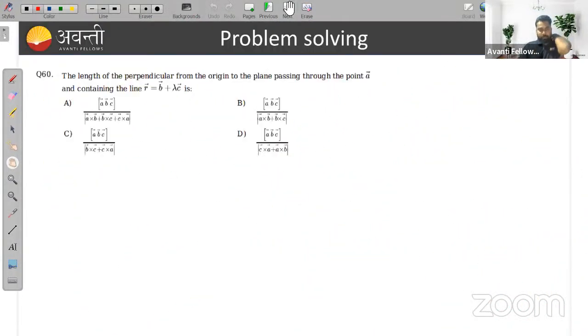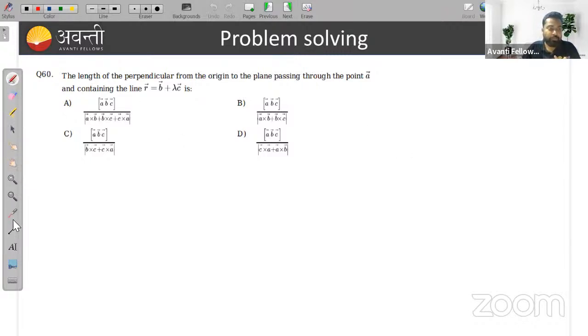What is that? Oh, it's from 3D. Let's read your vector. Okay, let's solve this one. The length of the perpendicular from the origin to the plane passing through the point vector A and containing the line R vector is equal to B plus lambda C vector. Okay. Let's solve. The length of the perpendicular from the origin to the plane. You need to find the length of the perpendicular from the origin to the plane, right?